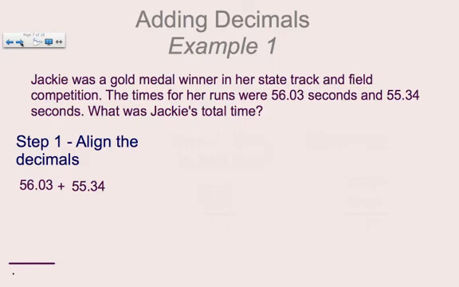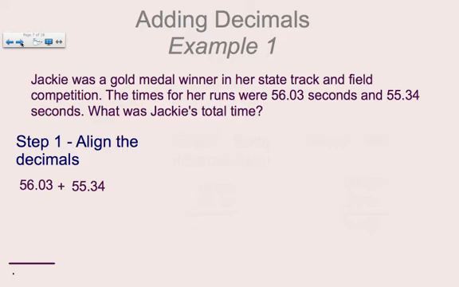Okay, next, we're going to learn how to add decimals. In this case, we have a word problem. Jackie was a gold medal winner in her state track and field competition. The times for her runs were 56.03 seconds and 55.34 seconds. They want us to find out what was Jackie's total time.